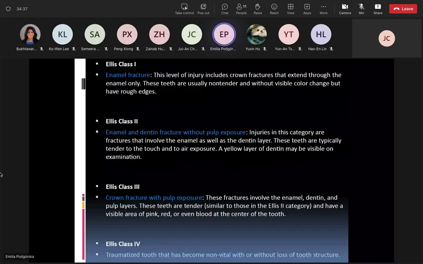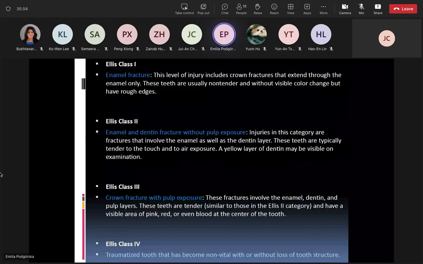Class 2, enamel and dentin fracture without pulp exposure. Injuries in this category are fractures that involve the enamel as well as the dentin layer. These teeth are typically tender to the touch and to air exposure. A yellow layer of dentin may be visible on examination.